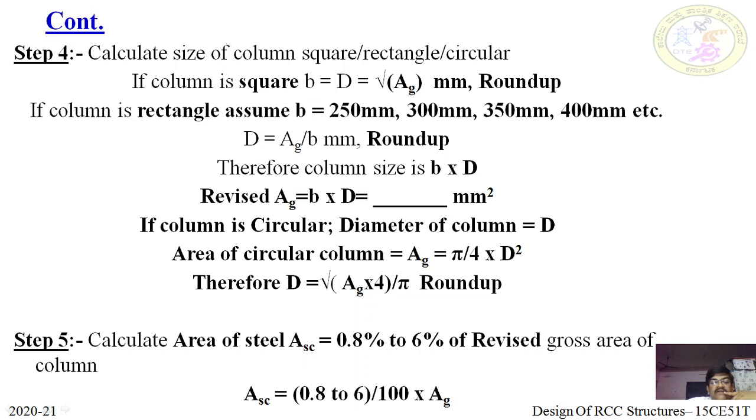Next, calculate area of steel. After revision, we have to calculate. See, when you are going to round up the size of the column, when you get a fraction, we have to round it up. When you round it up, again the size of the column is going to change. Gross area is going to change. So for that we have to calculate Ag. Area of steel is equal to 0.826% of revised gross area.